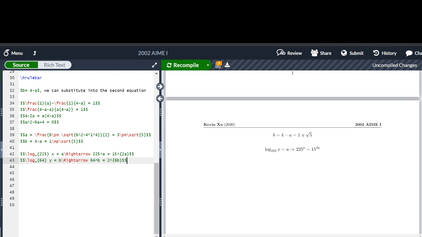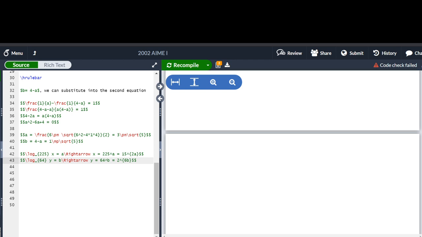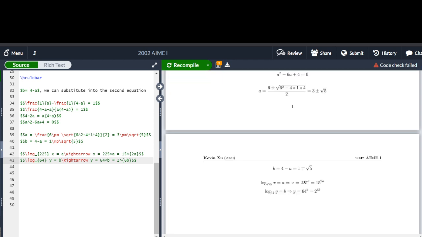And notice we didn't substitute in a and b here. The reason is that because we have already solved for a and b, it makes no sense plugging them in here when instead we can try to look for cancellation and save some work in the process. So rather, this is x equals 225 to the power of a and y equals 64 to the power of b. Okay, so now we have our solutions.